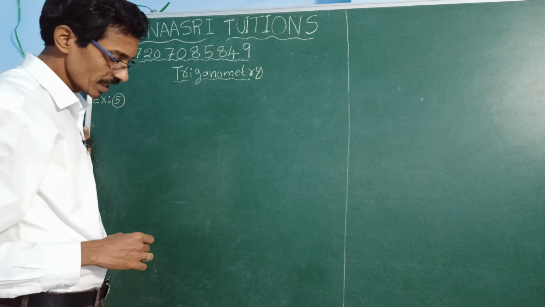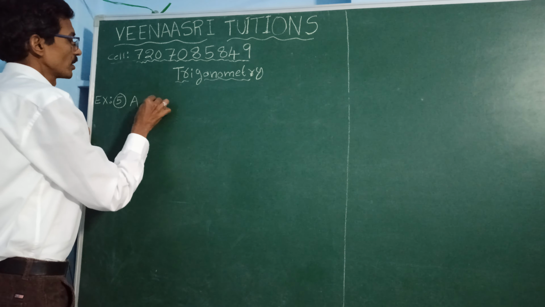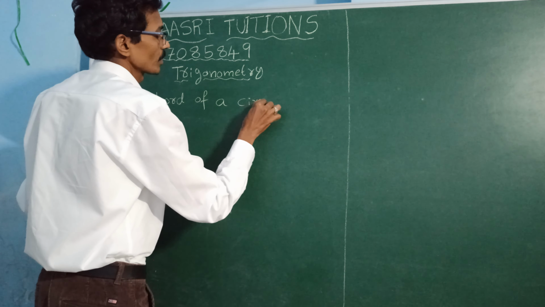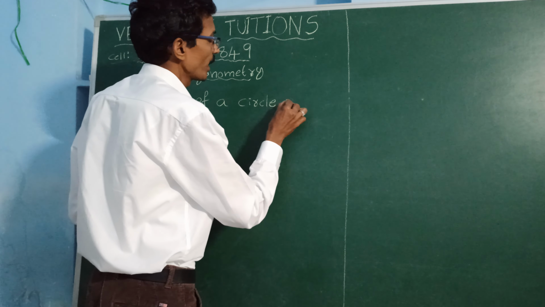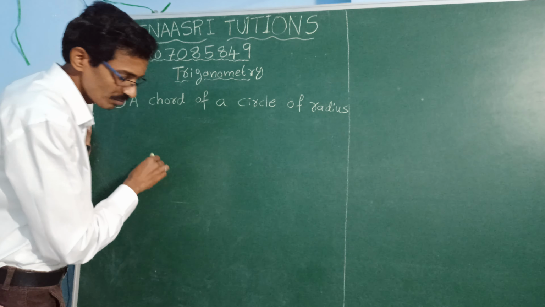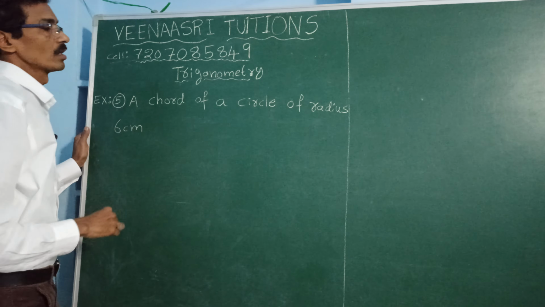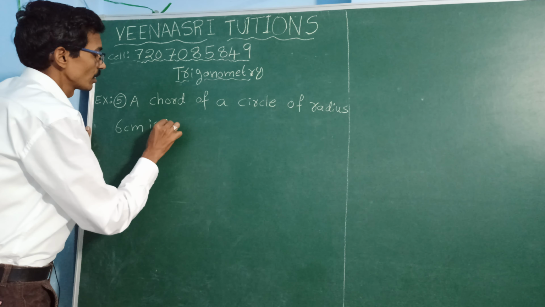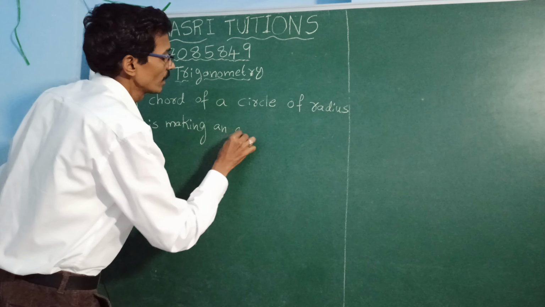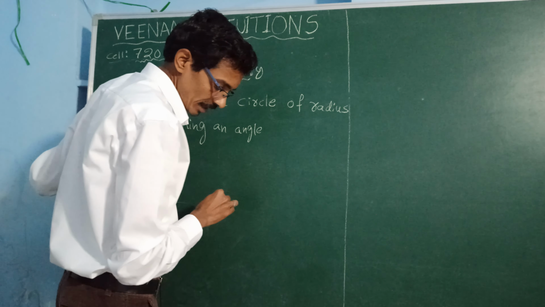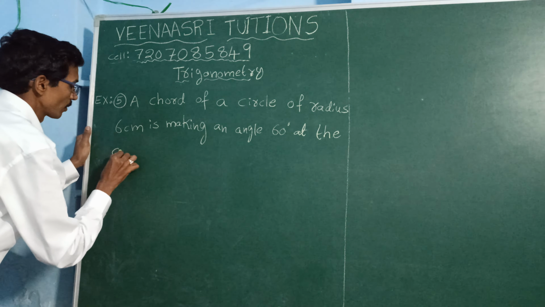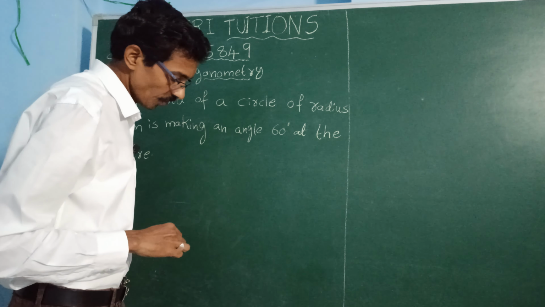A chord of a circle of radius 6 centimeters is making an angle of 60 degrees at the center. Find the length of the chord.